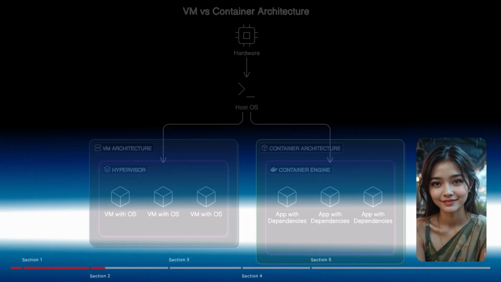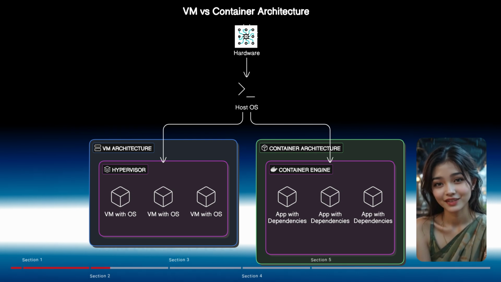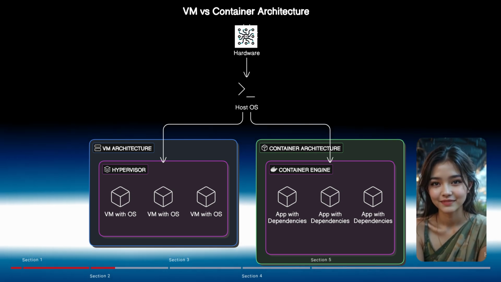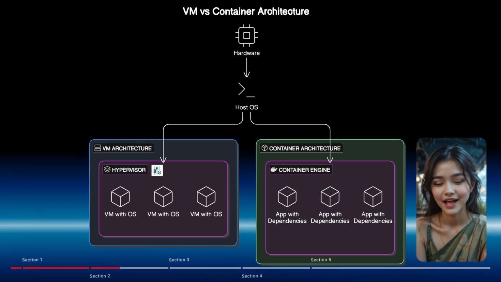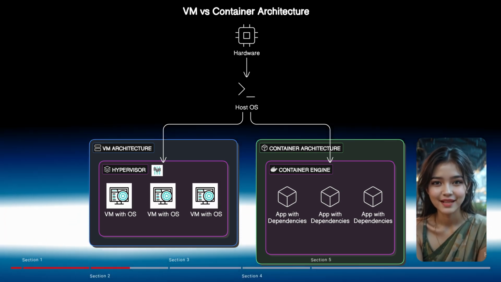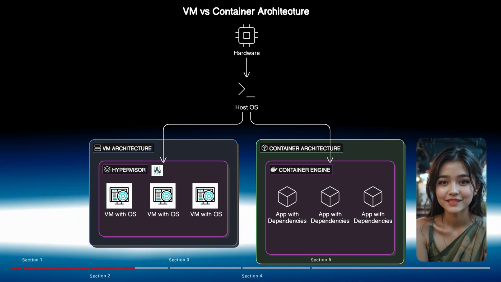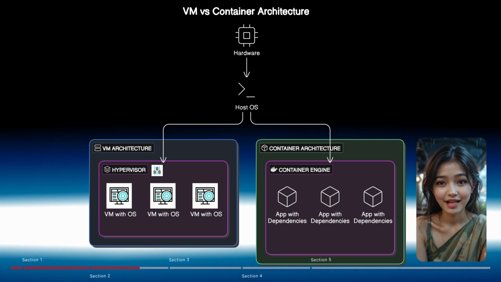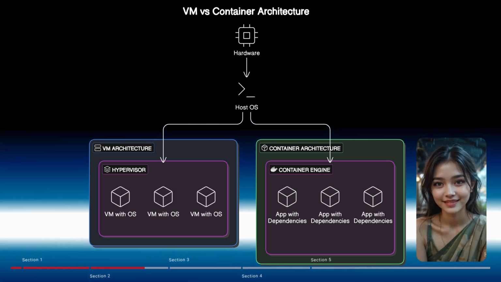Section 2, Architecture. Now let's compare their architecture. In a virtual machine setup, you have hardware at the bottom, then a hypervisor layer that manages multiple virtual machines. Each VM has a full operating system, which takes up space and resources. In contrast, containers skip the guest OS.